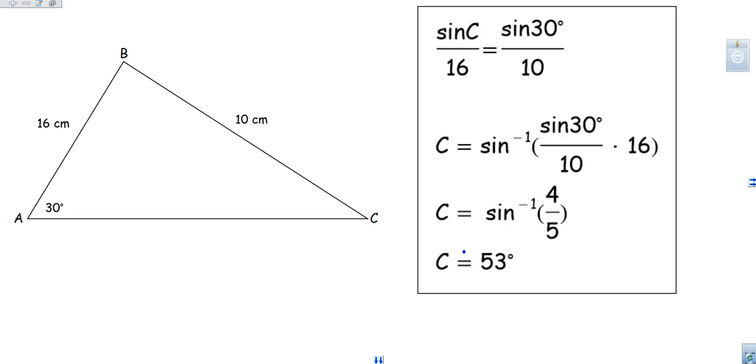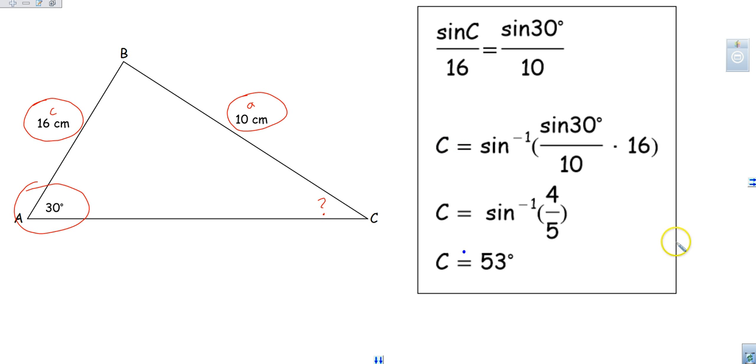In this video, I just want to introduce to you what the sine law ambiguous case means. Now let's say that I give you a triangle and I say that angle A is 30 degrees, side A is 10 centimeters, and side C is 16 centimeters. And let's figure out what angle C is.